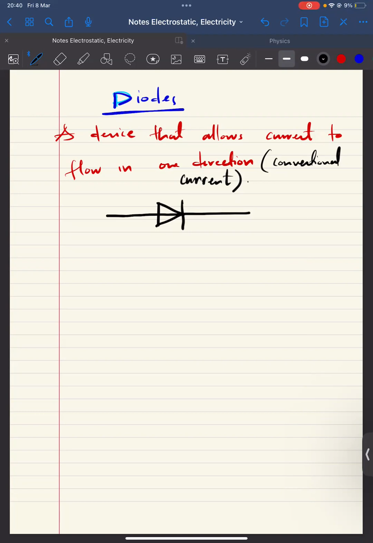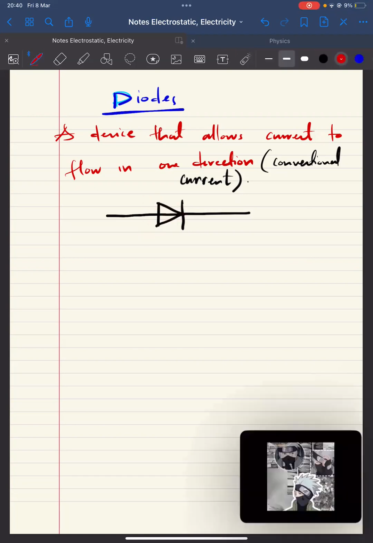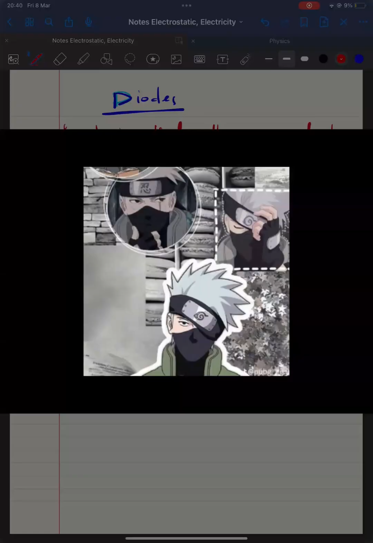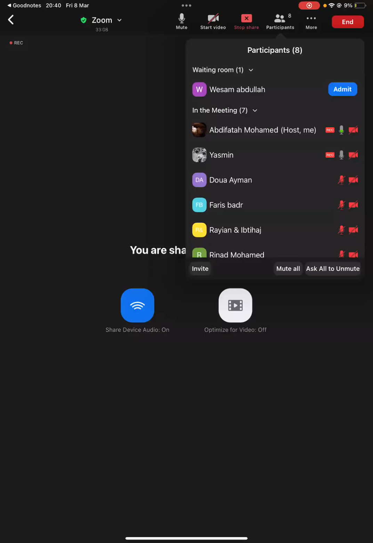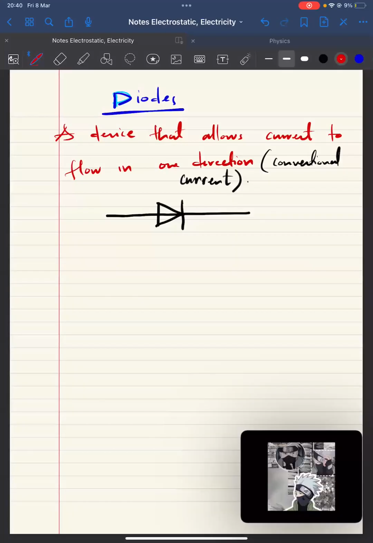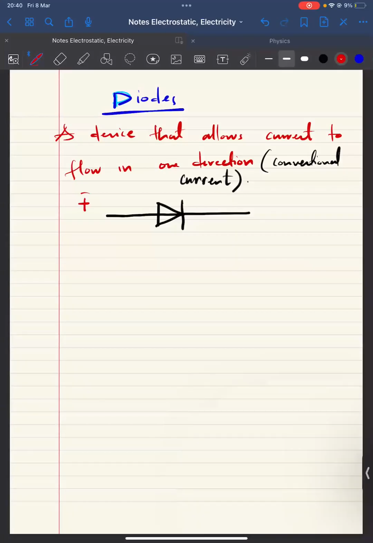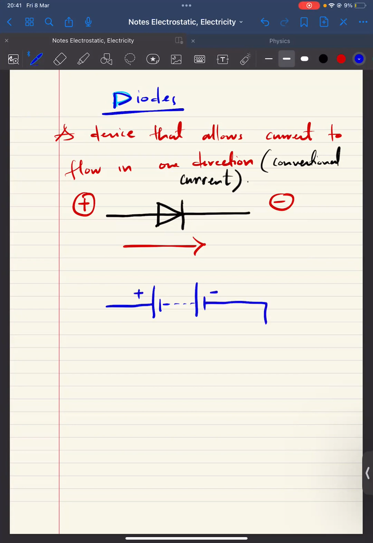So when I'm saying this thing will only allow current in this direction, then I'm talking about conventional current, where this is positive and this is negative. So if the current is flowing in this direction, then the current will flow. Now look at this. This is a battery, this is positive and this negative. And let's say this is a lamp. And this is our diode here.